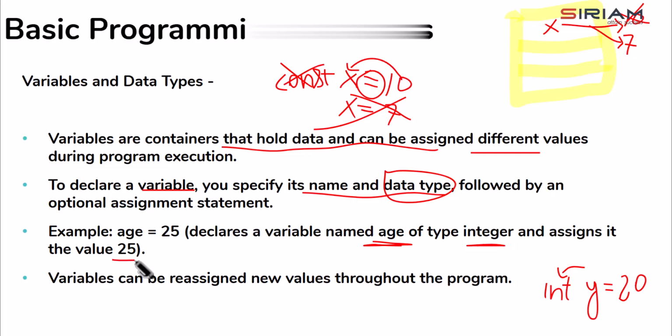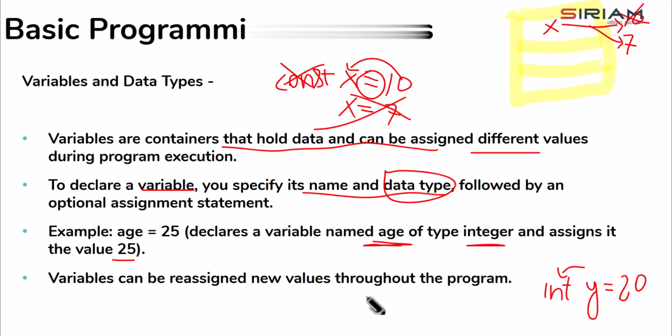A variable can be reassigned to new values throughout the program. We simply know that variables are those which can vary throughout the program, which can change the value, but they cannot change their data type, until you change it. If you have said that it contains only the integer value, you cannot store a decimal value inside it, right? So these are the things.